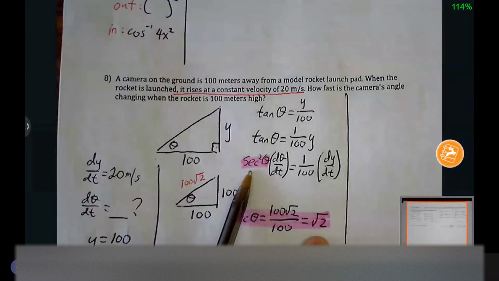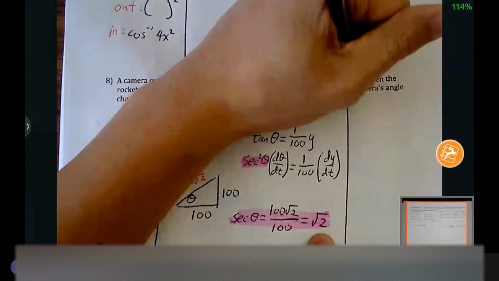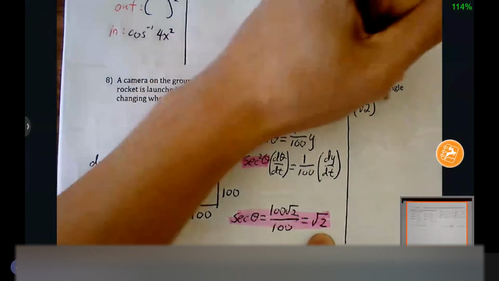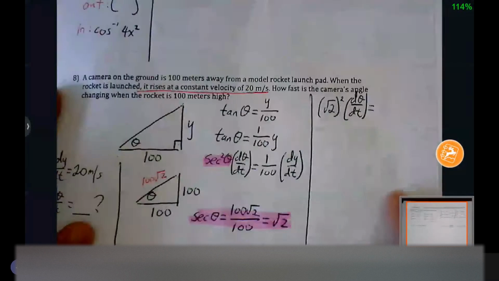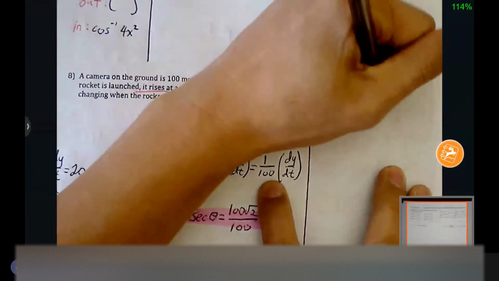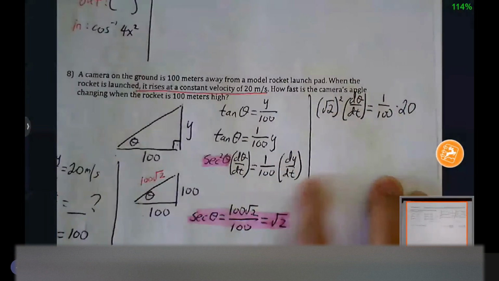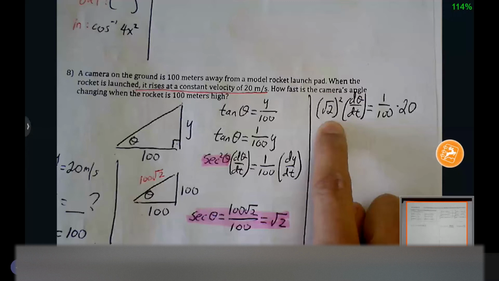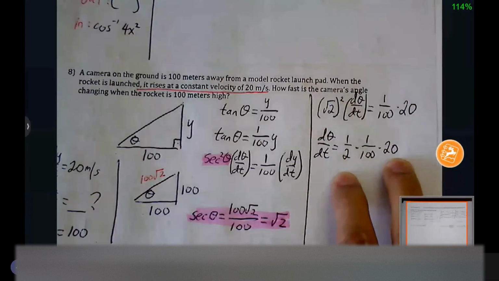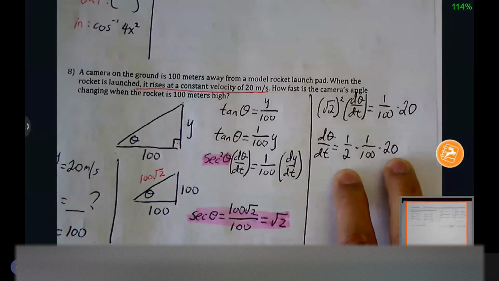Okay, so secant squared theta, that's the same thing as root 2 squared. Okay, 1 over 100. dy dt is 20. Root 2 squared is just 2. Divide 2 from both sides, or you can think of it as multiplying by 1/2. Clean this up. 20 over 200 reduces to be 1 over 10.